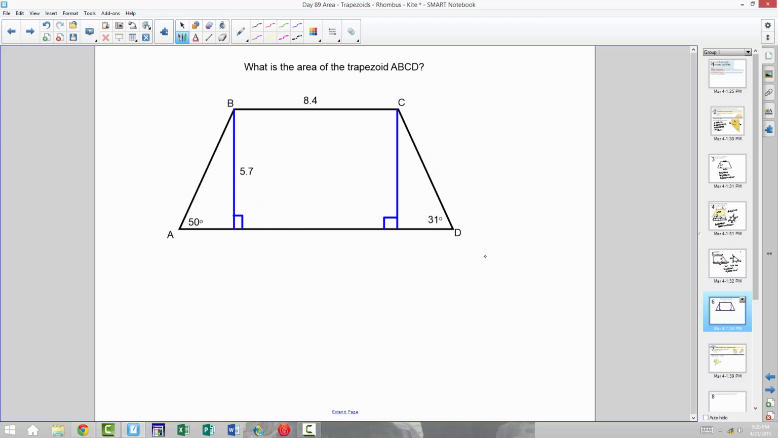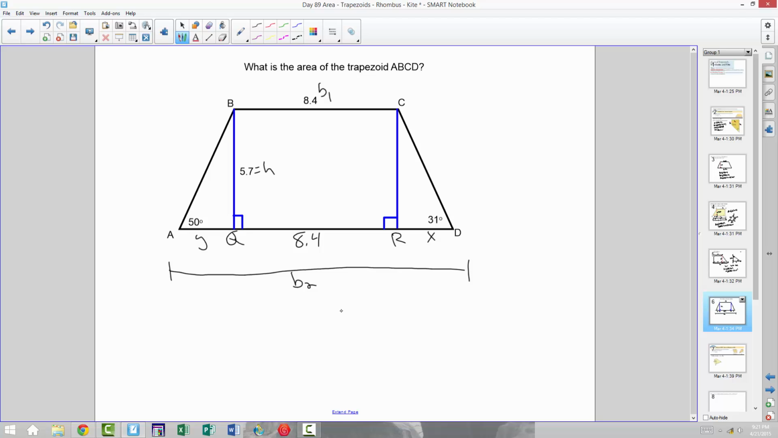So here's a more difficult problem. What's the area of the trapezoid? I give you a height, I give you base 1, I don't give you base 2, so you're going to have to solve for base 2. Well, here is Q, and here is R. If B to C is 8.4, therefore Q to R also is 8.4. So I need to solve for Y, and I need to solve for X, because I need the entire base 2. So here's base 1, here's my height, and again from A to D is base 2.